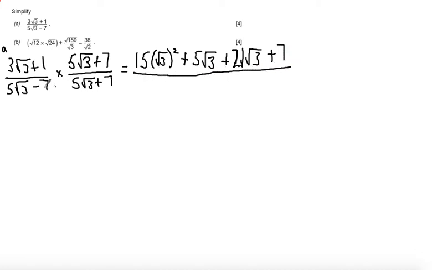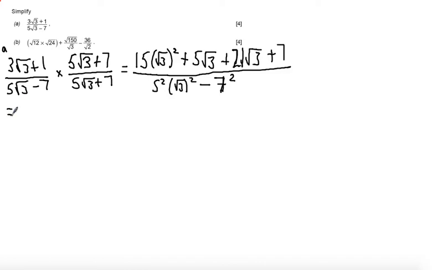Working out the denominator, I get 5 root 3 times 5 root 3, which is 5 squared, times root 3 squared. And I get minus 7 times 7, which is 49, or 7 squared. Let's be consistent with what I'm writing here. So 7 squared.